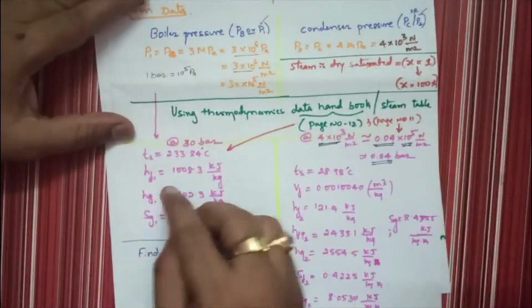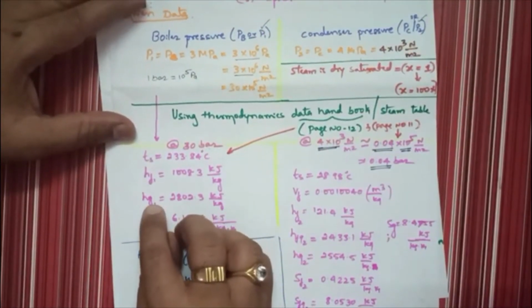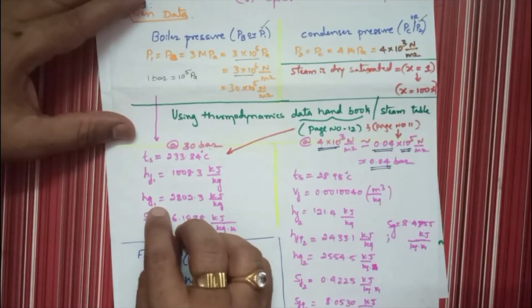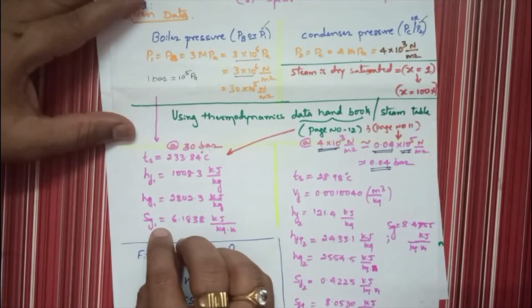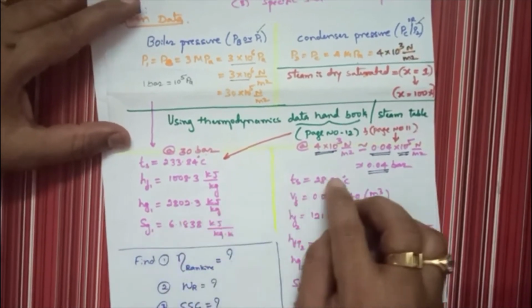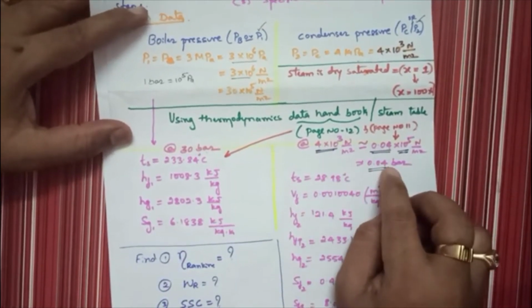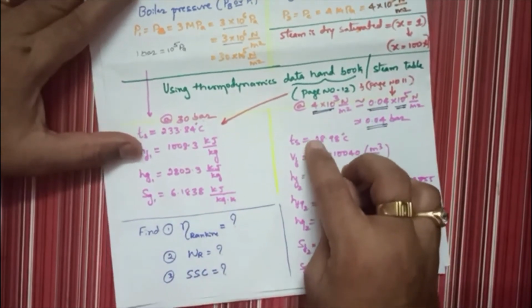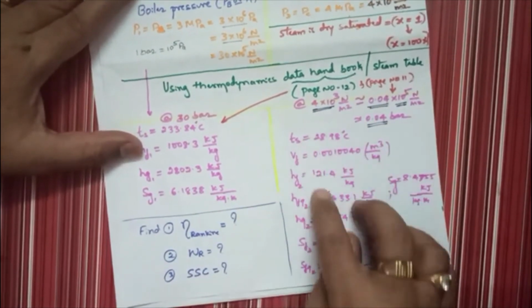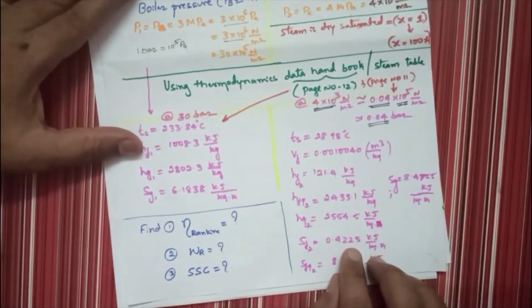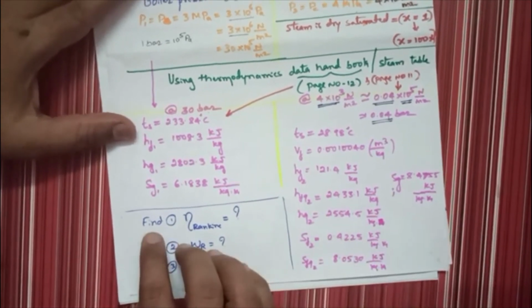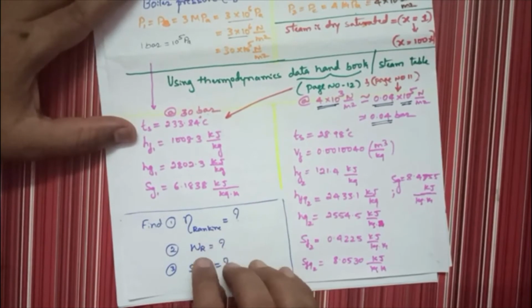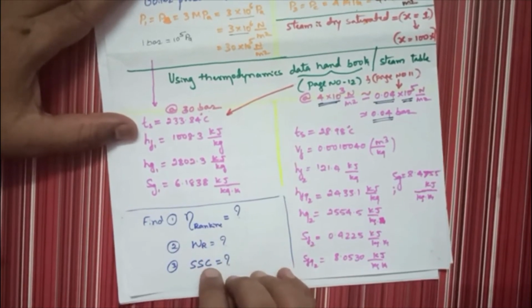So you write all the enthalpy and entropy at point number 1. And dear students, next at 0.04 bar, we are writing all the enthalpies and all the entropies. Whatever values you see in the steam table book, you write all the values. So once you write the values, he has asked to find the Rankine efficiency, work ratio, and SSC.